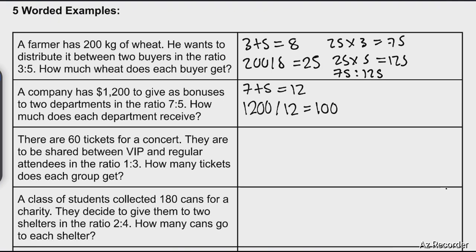And then we want to times this by either side of the ratio. So 100 times 7 is equal to 700. Then 100 times 5 is equal to 500. So one department gets 700. The other department, in general, gets 500.